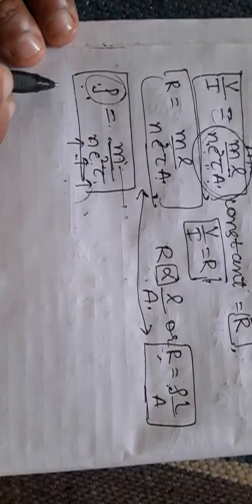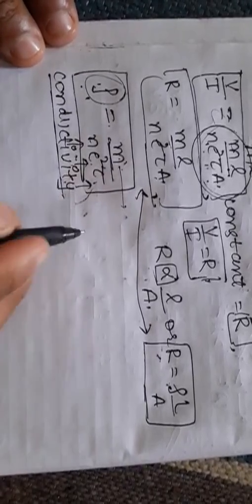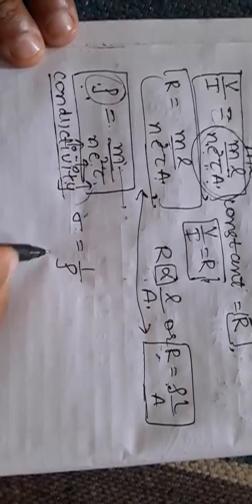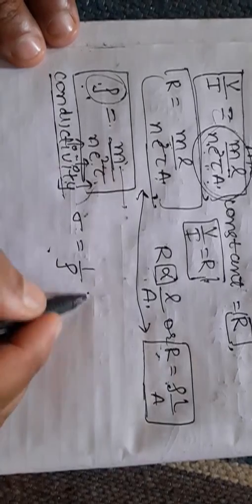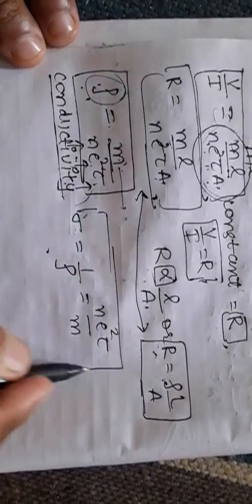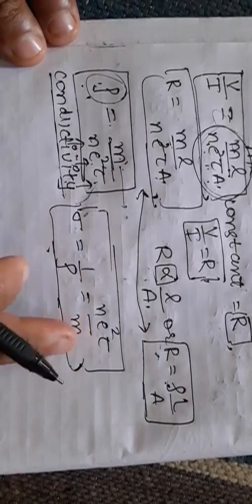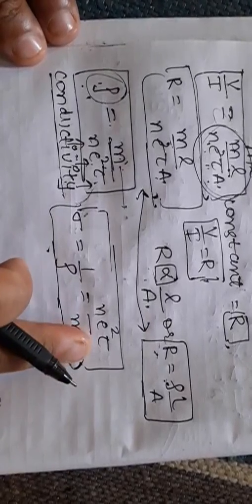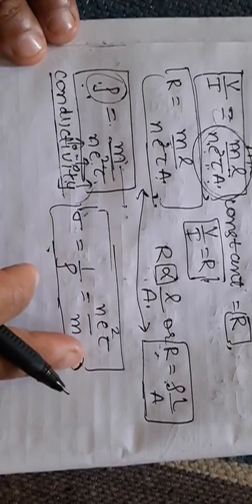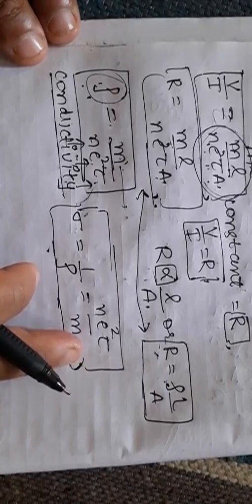Also, we define a term called conductivity. As we define the term conductance, which is the reciprocal of resistance, there is a term conductivity, which is the reciprocal of resistivity. If you put the value of rho, it is n e square tau upon m. So conductivity is given by this expression. It means that in case of conductors, the conductivity will increase with decrease in temperature, and conductivity will decrease with increase in temperature. Okay.